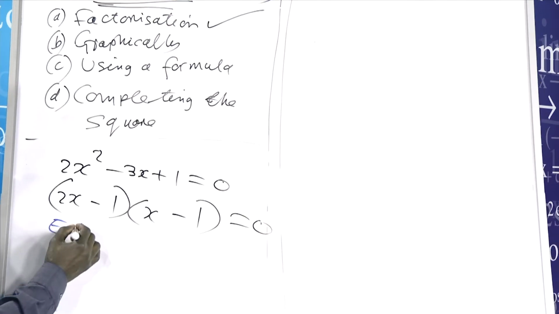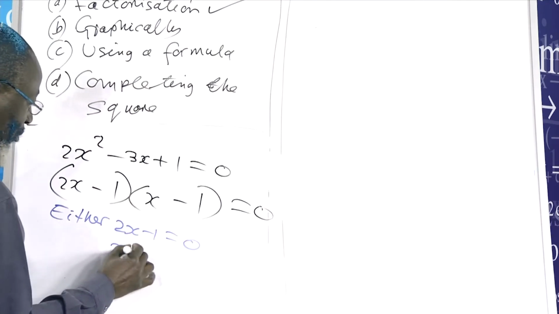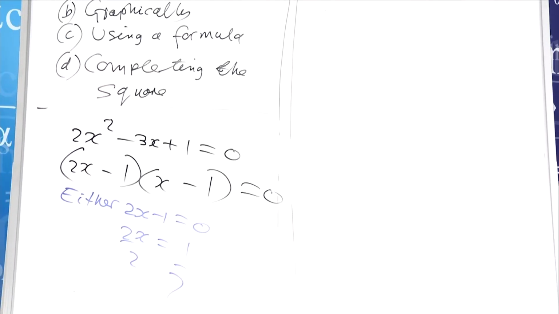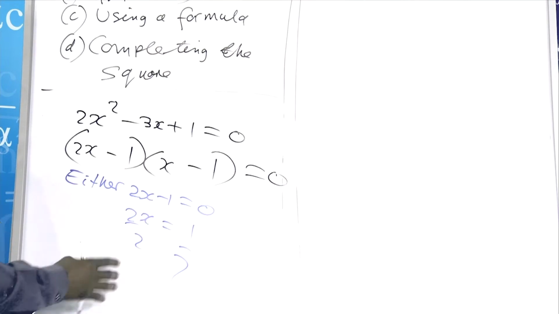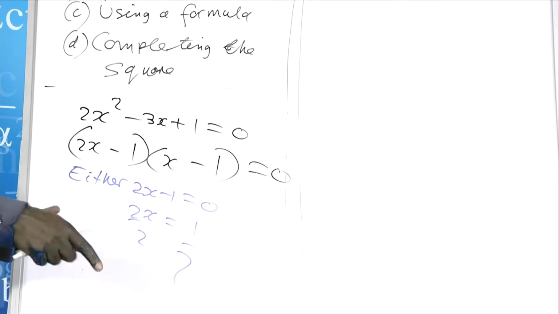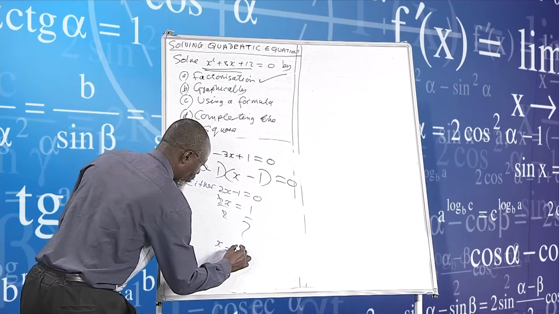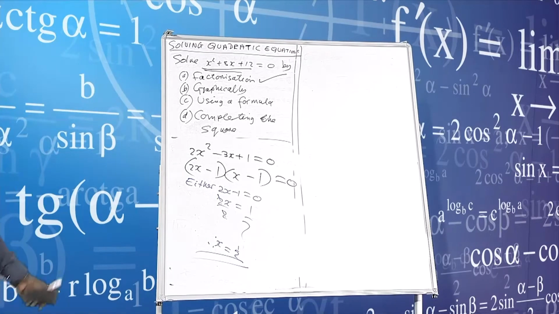Either 2x minus 1 is 0. So 2x is now equal to 1. Divide both sides by 2. So the 2 and 2 cancel. So now x is equal to half. x is equal to half. Done. We have solved the particular problem.